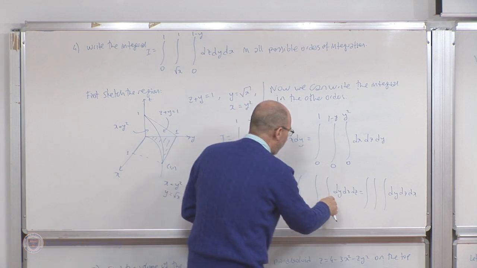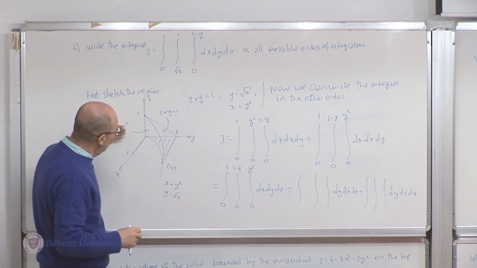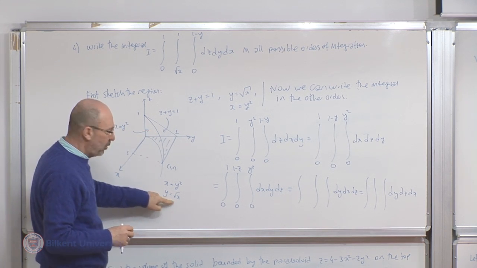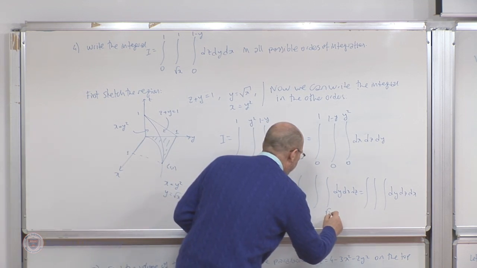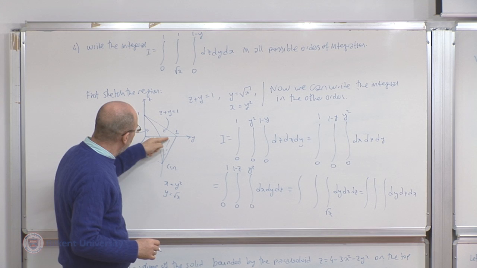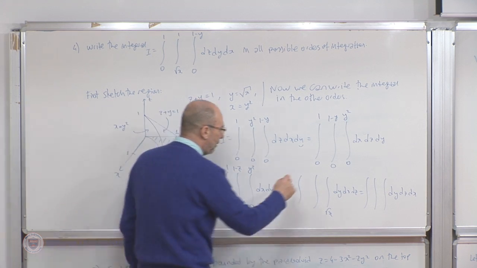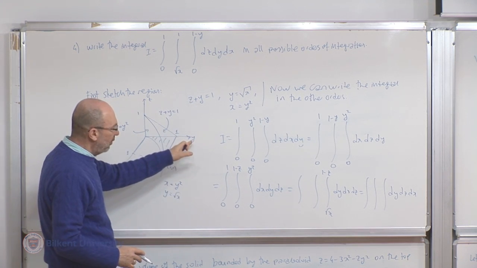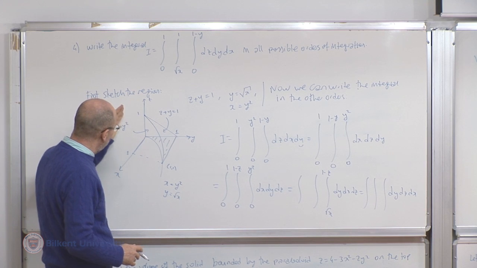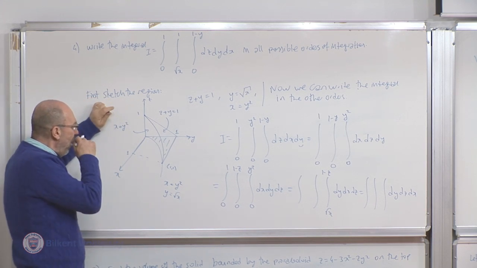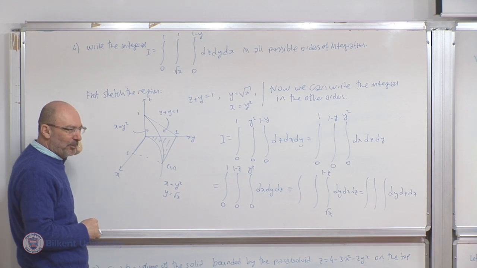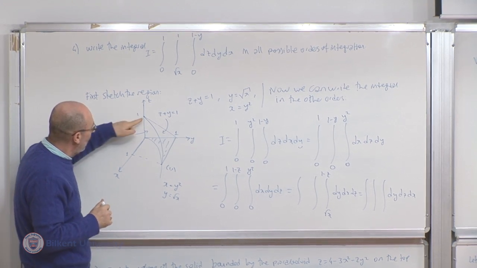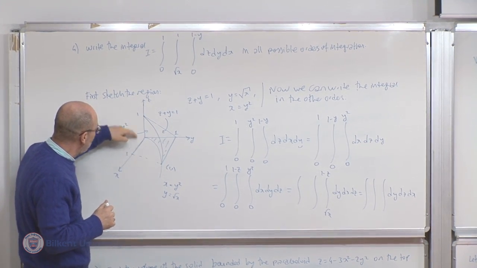Okay, now we start with y. We consider an arrow parallel to the y-axis. It enters the region along this surface, where y is given as square root of x. It leaves the region along this surface, where y is 1 minus z. Now we integrate with respect to y, so we collapse everything to the xz region. Okay, so what is the curve here? What is the shadow of this here?